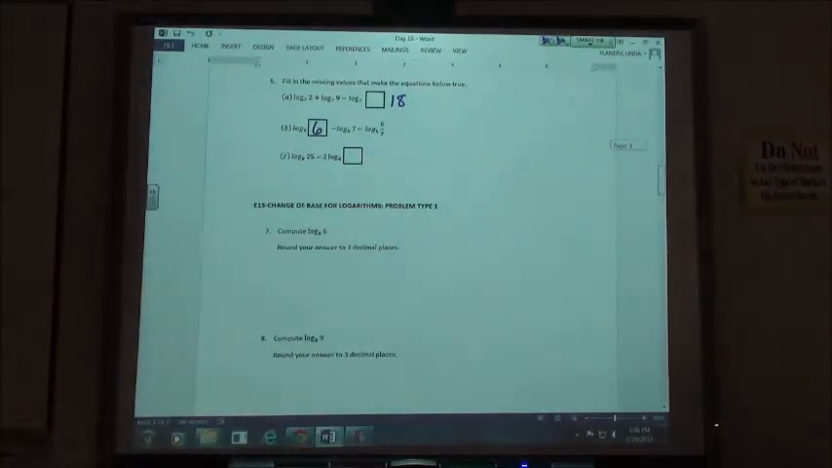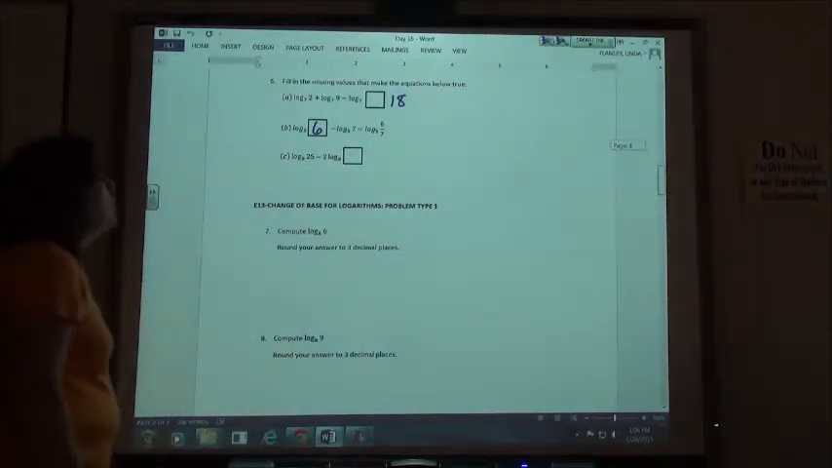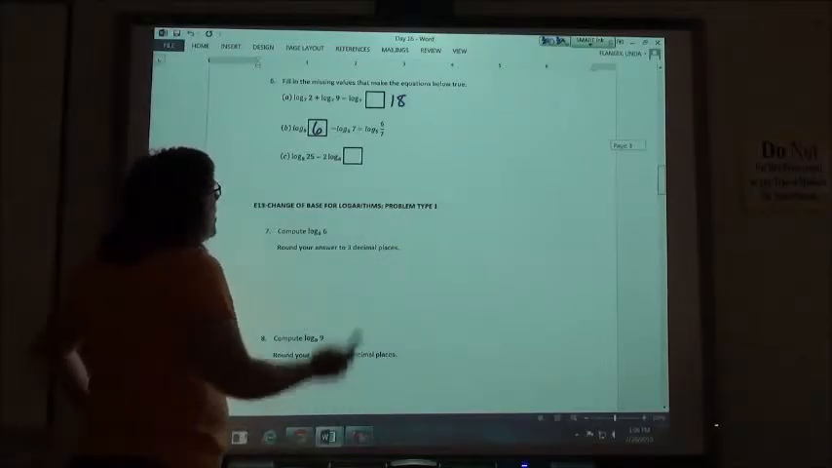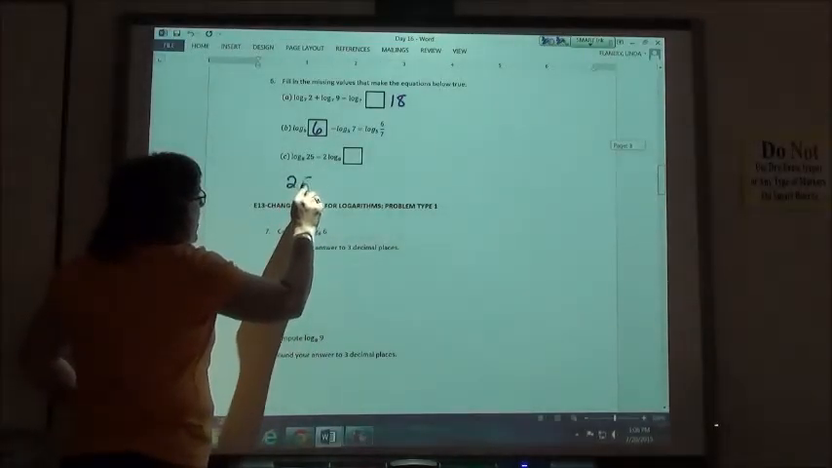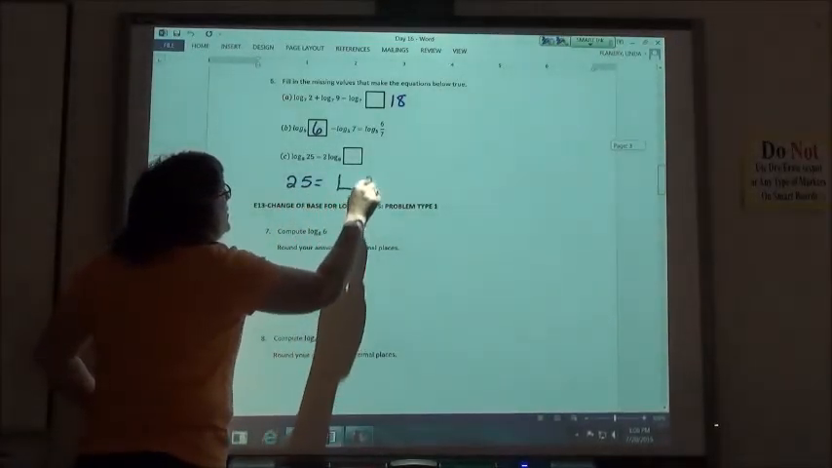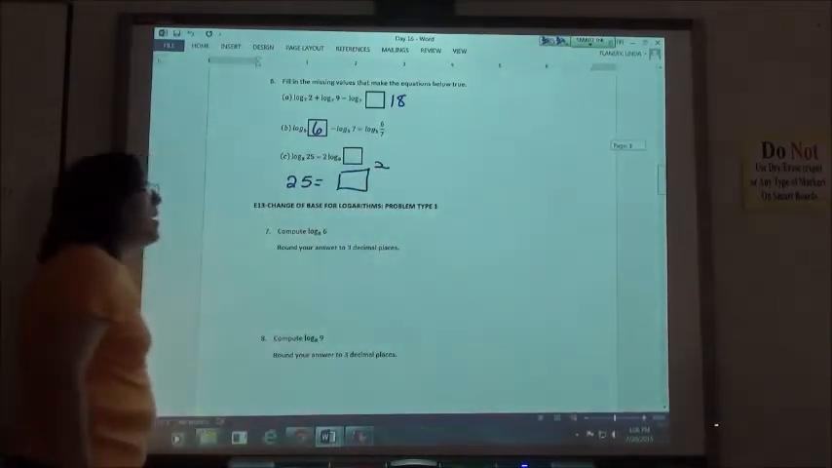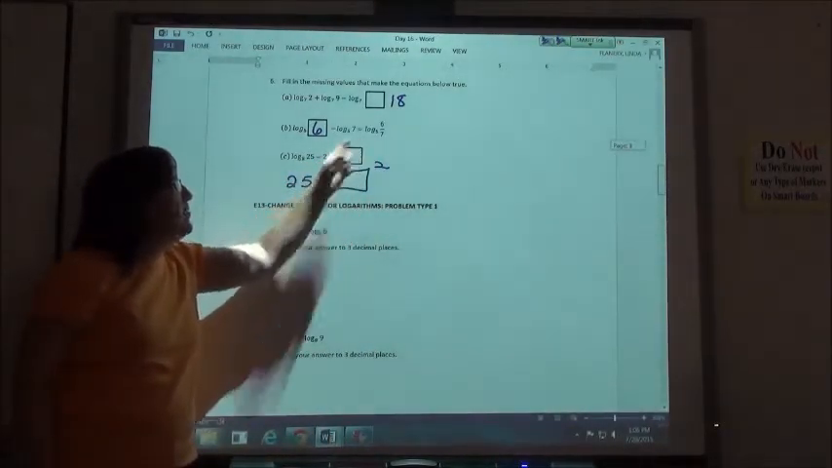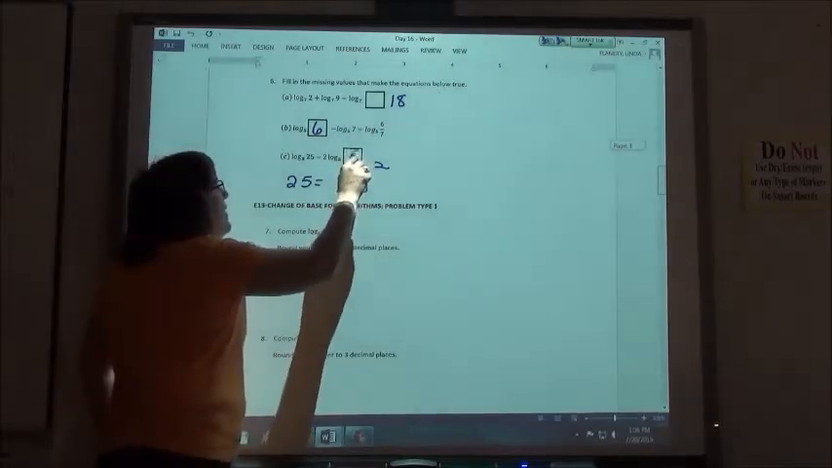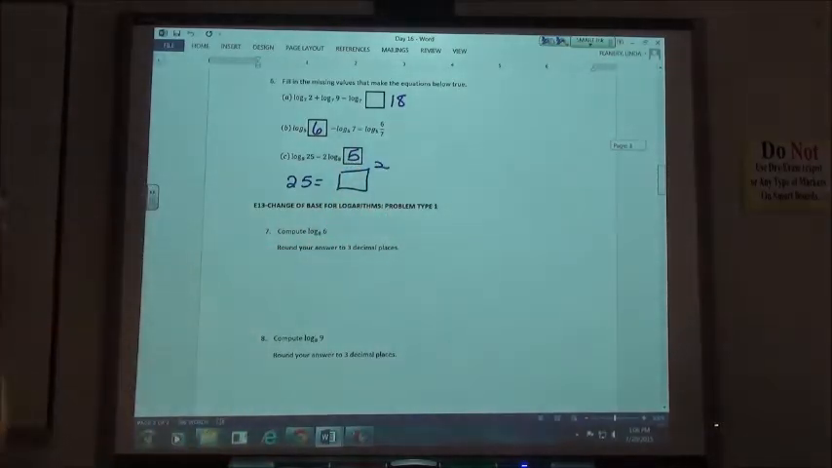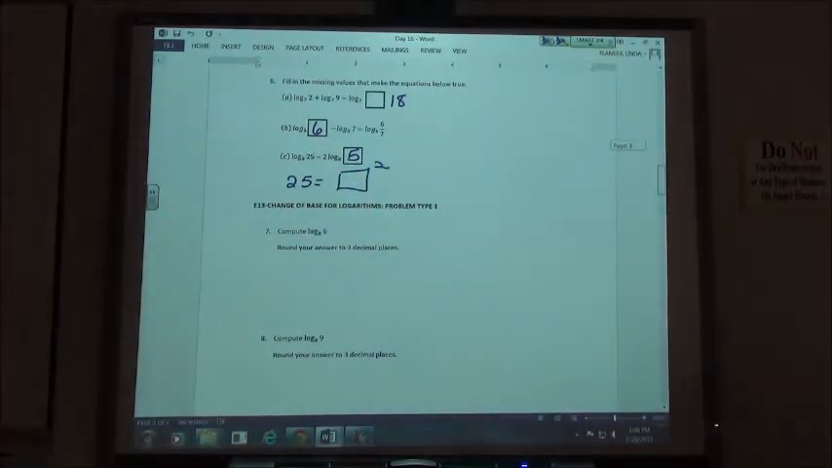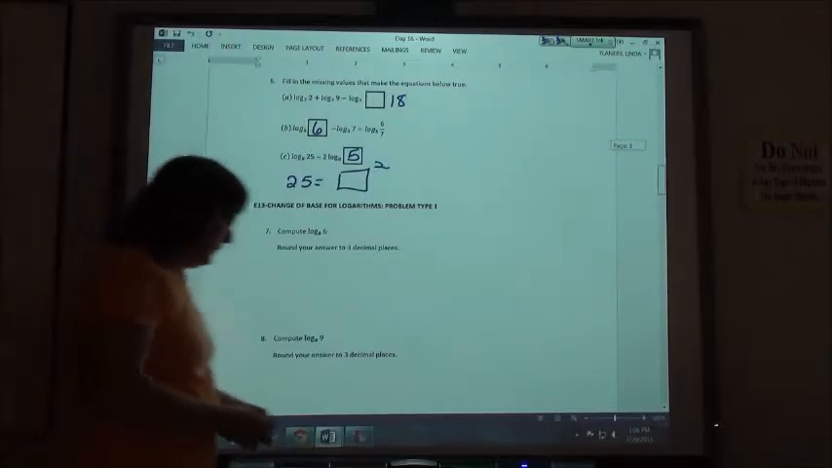And then log base 8 of 25 equals 2 log base 8 of what? I'd say 25 is equal to what to the second power then, right? This becomes this exponent. Well, 5 to the second power is 25. So that number would have to be a 5.